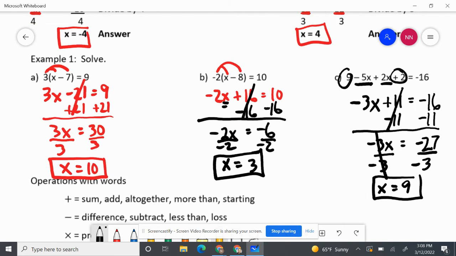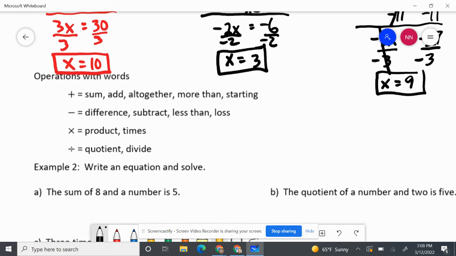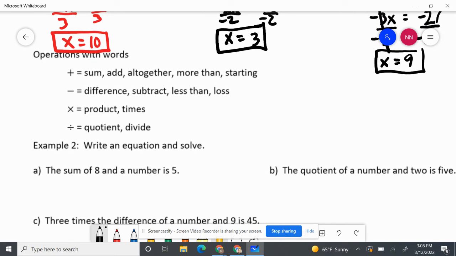Now that's solving. What we're going to do is look at some words for word problems. We're going to talk about some basic ones. So sum, add, altogether, more than, and we're not talking about the inequality more than, we're just talking about like 5 more than a number. That would be x plus 5. Starting with sometimes has to do with addition. The two main ones are sum and add.